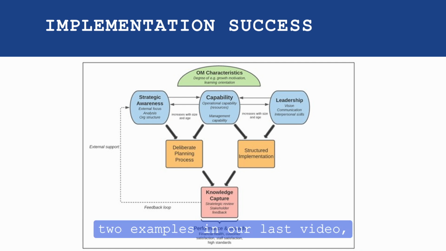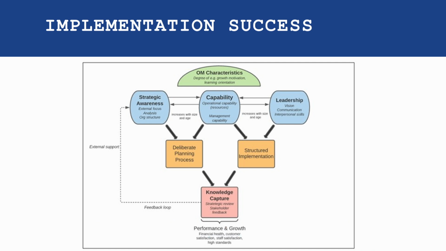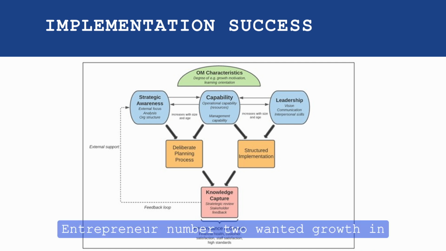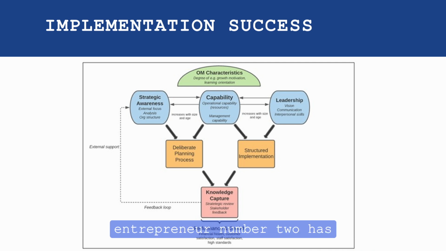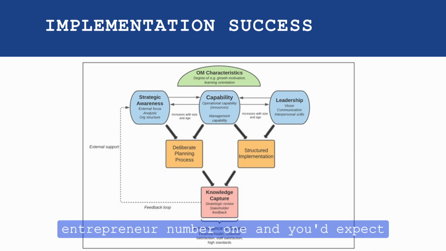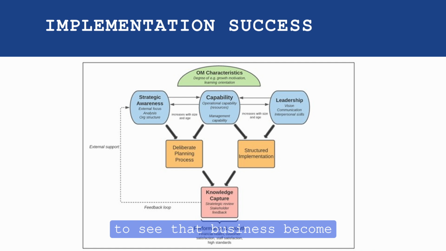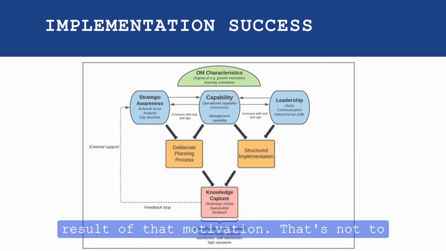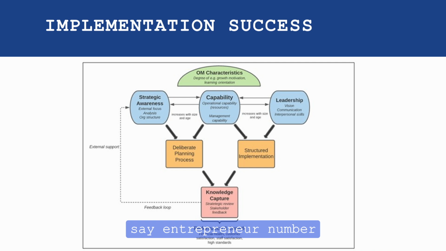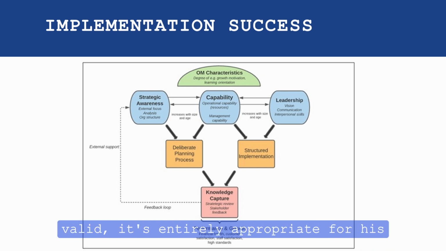You remember that in our two examples in our last video, entrepreneur number one didn't want more employees or too many customers or to have to offer more services. Essentially, he wanted a justified price increase, hence the focus on reputation. Entrepreneur number two wanted growth in all areas of the business within 3 years. So clearly, entrepreneur number two has more growth motivation than entrepreneur number one, and you'd expect to see that business become larger than the other as a result of that motivation. That's not to say entrepreneur number one's desired growth is not valid, it's entirely appropriate for his needs.